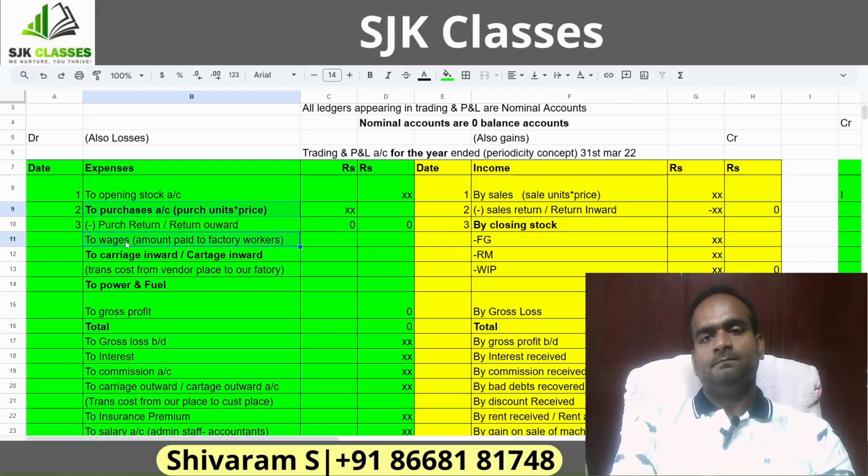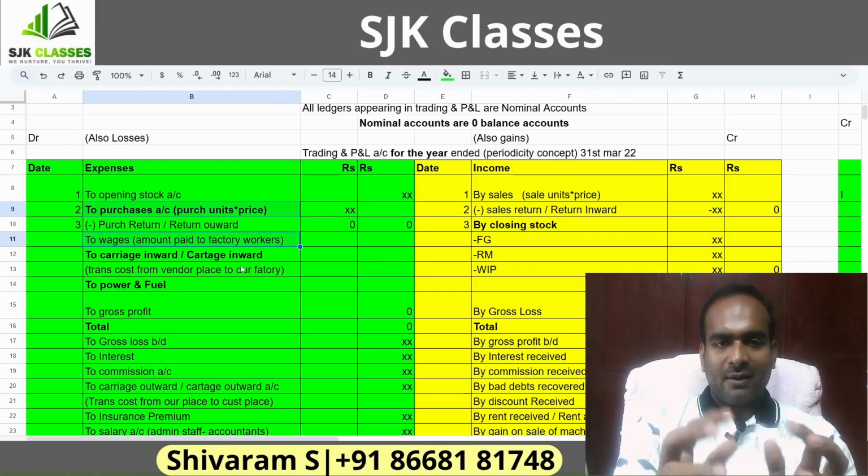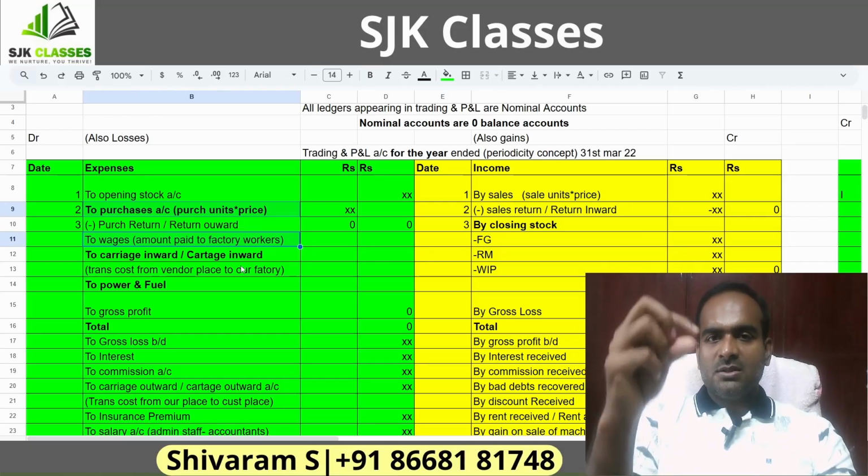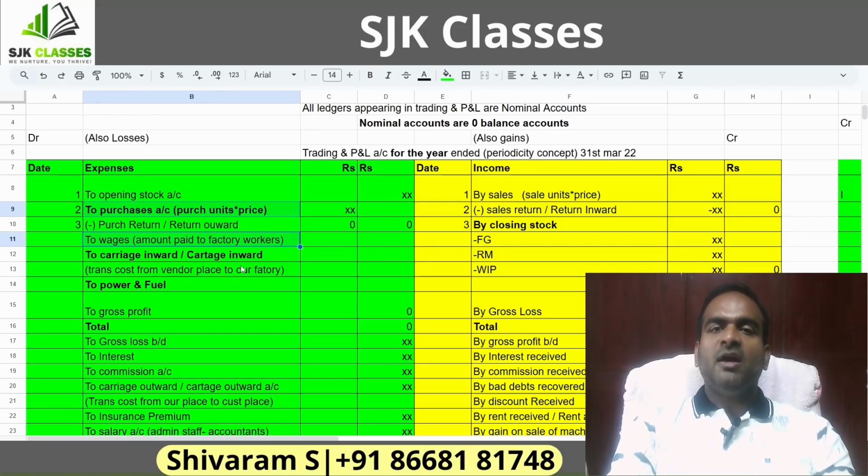It's a trading item. Maybe just for clarity purposes, I'll give you a small hint as to what is this trading and what is this P&L. The way you have to think is all the production-oriented cost will be captured in trading, and non-production cost will come into P&L.